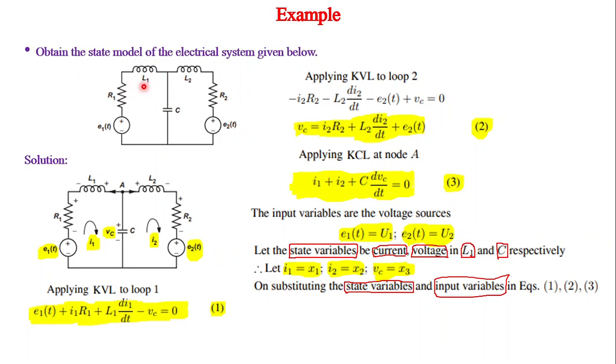So there are two inductors and one capacitance. That means these three elements are going to contribute to the state variables. So inductance means what should be chosen? Inductor current. So the inductor currents and the capacitor voltage should be chosen as the state variables. That is what we have done. I1, I2, Vc are chosen as state variables. What are the input variables? Voltage source E1 and voltage source E2. Therefore, we will see how to do it as per the steps already put in the previous slide.